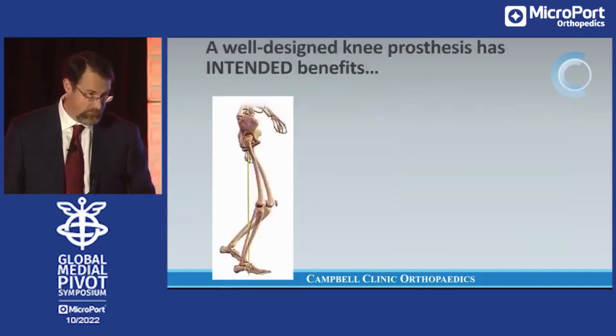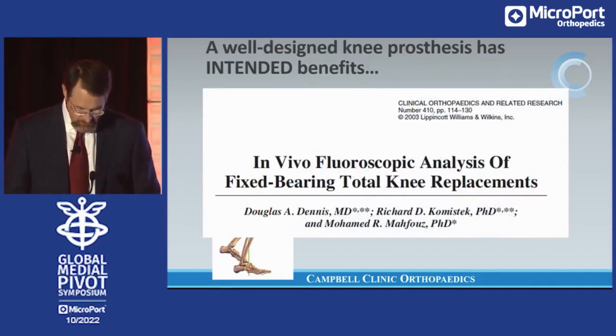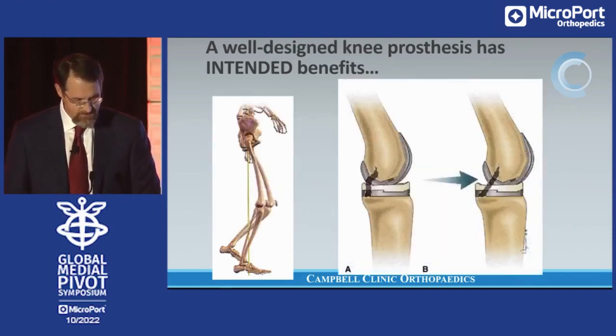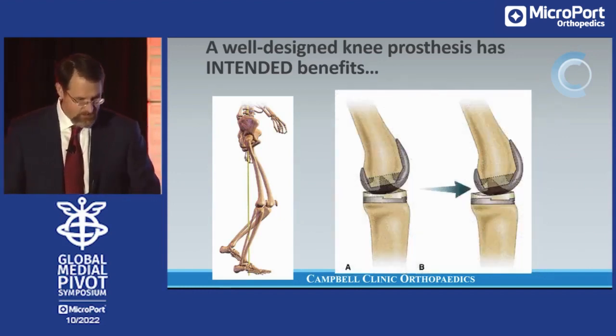And so a well-designed knee prosthesis has intended benefits. If you look back at Doug Dennis and Komistek's data, when they used video fluoroscopy, they found that the knee implants didn't actually do what they were designed to do early on. During gait and stance phase, here's a cruciate retaining implant where the femur paradoxically moves anteriorly based on the base plate. Similarly, in a posterior stabilized design, the femur is moving anteriorly in stance phase and as the knee goes into flexion. So there's this paradoxical motion.